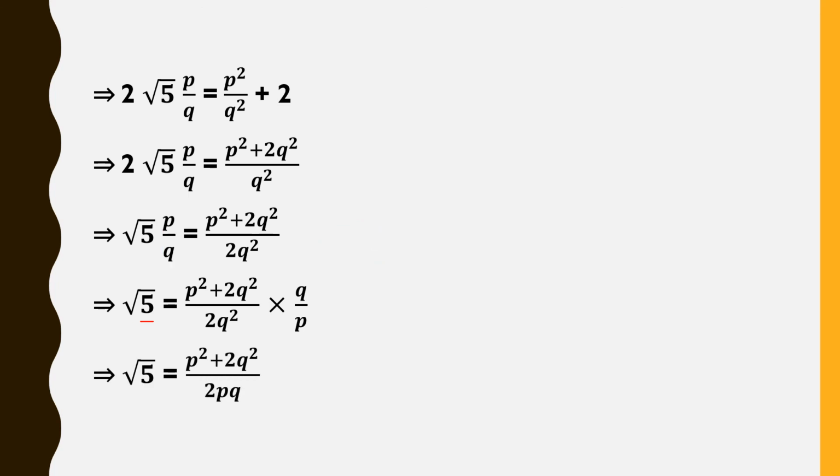Now only root 5 is there on the left side. Now q and q get cancelled. Same step. I told you already, here always you'll get 2pq only, because in between you have the 2ab term. So 2pq only you'll get. So root 5 equals p square plus 2q square by 2pq. Now there is no further step, simple. As this is rational, same steps. You should be perfect with those steps, children.